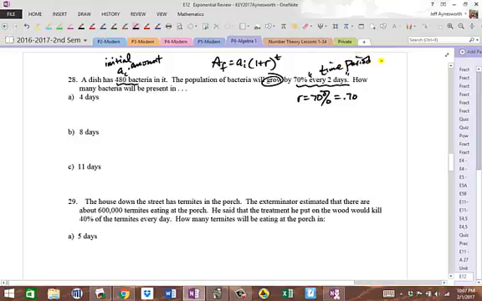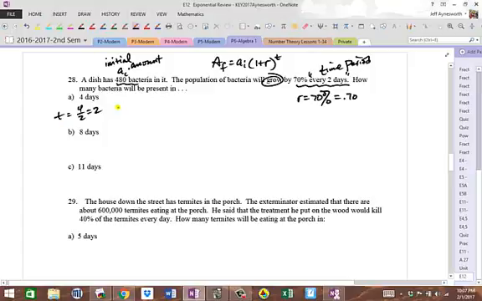Okay, so let's answer the question here. How many bacteria will be present in 4 days? Okay, so the very first thing we always do is we calculate the number of time periods. How many 2-day periods do you have in 4 days? And so what we do is we take 4 divided by 2 and you get 2. There's 2 2-day periods in 4 days. That should make sense.